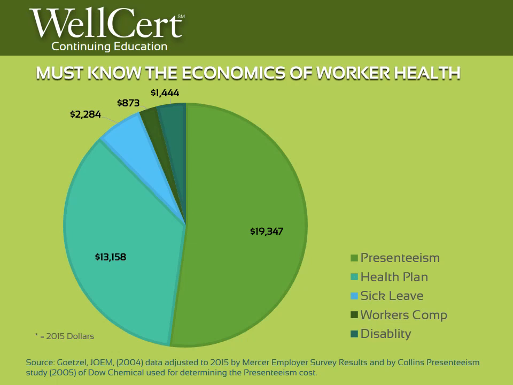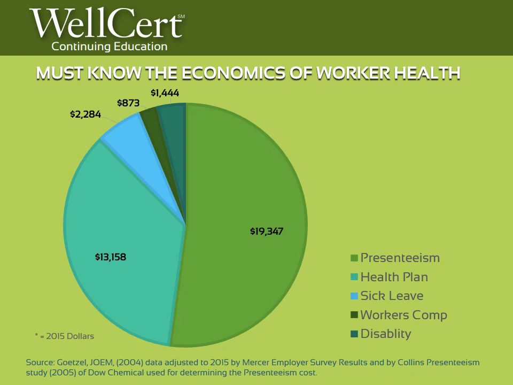Now let's look at the economics of worker health. And this is the information that essentially senior management in all of business and the nonprofits and governmental need to really understand. This data is national in scope. It's been derived from two major studies, one published by Ron Getzel, a colleague friend, and the other by Collins with the Dow Chemical presenteeism study. These are some of the better studies that have been done.